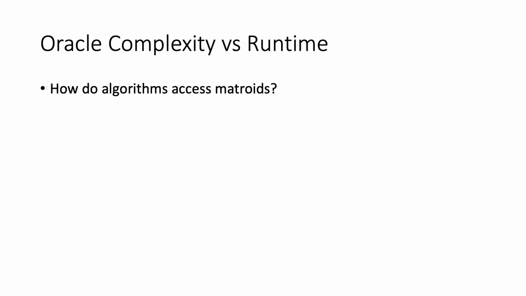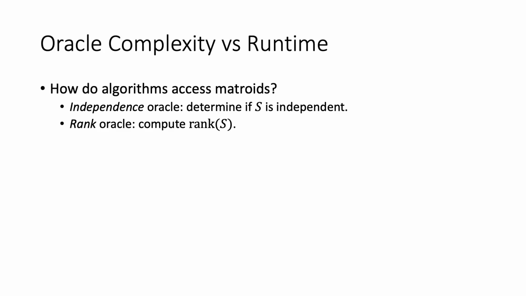And one thing that I didn't mention before is how do algorithms solving this general matroid intersection or matroid union problem actually access the matroid? And this is a problem because in general, an explicit description of a matroid will be exponentially larger than the number of elements in it. So we cannot hope to just feed the matroid completely as input to the algorithm. So what is usually done in the literature is that we give the algorithm oracle access to the matroid. Two common types of oracle are the independence oracle, which, if you give it a set S, would determine if S is independent or not, and the other type is the rank oracle, which will simply compute the rank of S.